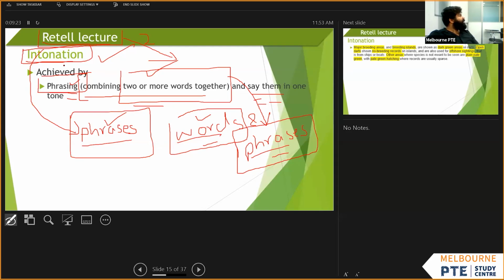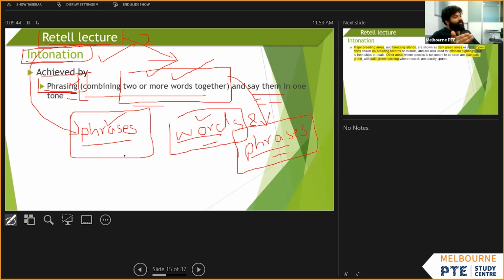Yes. Okay. Similarly, the one we discussed earlier, right from dictation, also a phrase. Okay. Now, what do I mean by phrasing is that you say all the words of a phrase together in one tone, in basically one go without any pause between them. Now, what do I mean by that?